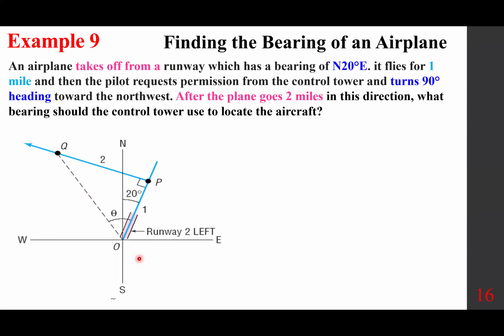So that means we're going to connect those. So we want OQ. And the bearing from O to Q is north. Okay. This angle, west. What is this angle? We're going to call it alpha. So bearing of O to Q is north, alpha, west. So all we have to do is figure out what's alpha.